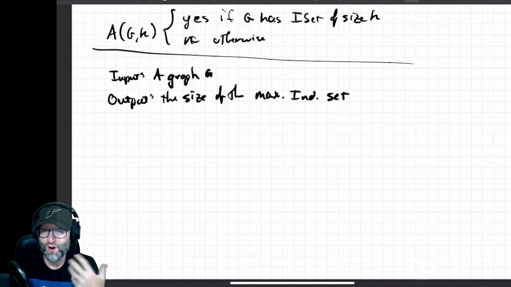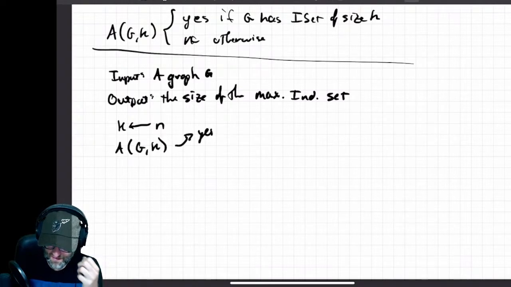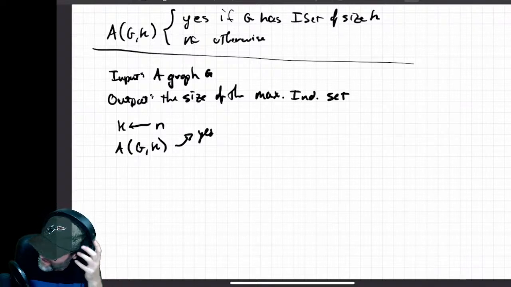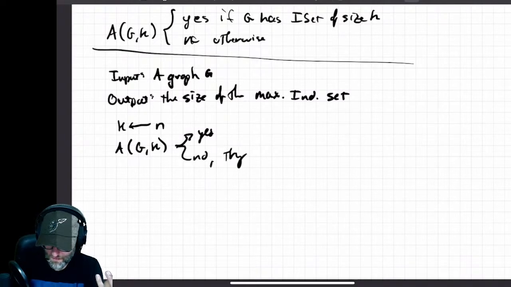Just start with the largest subset that you can, right? Or actually, no, let me go ahead and go with K here. Start at n, right? And ask this algorithm, A, with G and K. If that says yes, then that means that you have an independent set of size n. That's as big as it can be because that's taking all the vertices. If no, try n minus 1, and so on.